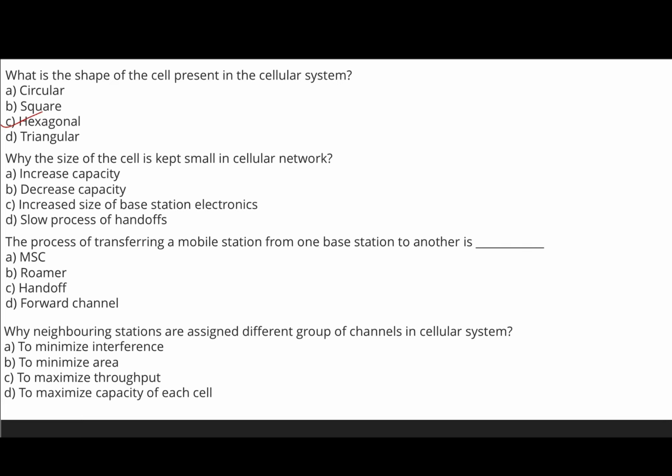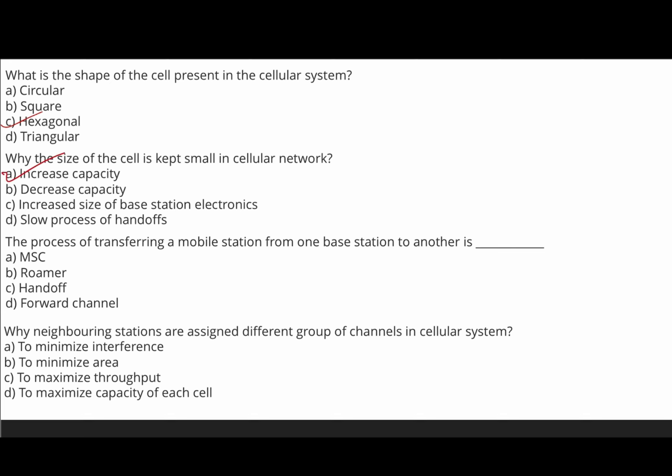The frequency can be reused more often. More users can be supported simultaneously. Thus, by reducing the cell size, we can increase the capacity of the cellular network. So, the answer is option A.